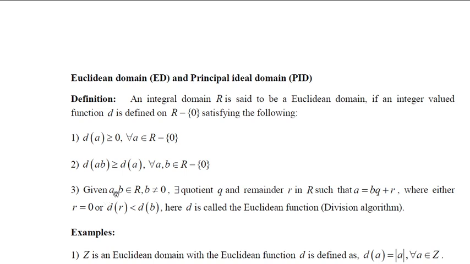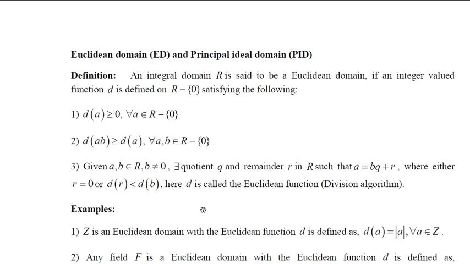That is, if A and B are any two values of R and B is a non-zero element, then there exist a quotient and remainder of division, say Q and R, in R such that A can be written as B into Q plus R, where either the remainder is 0 or the d value of R is less than the d value of B. Then this d is called a Euclidean function.